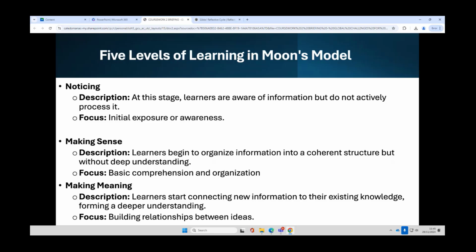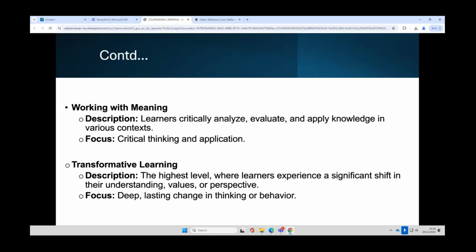Making meaning, connecting new information to their existing knowledge, forming a deeper understanding, working with that meaning, and transformative learning, the highest level where learners experience a significant shift in their understanding, values, or perspective. I believe you will see those levels of learning as you progress from year 1 to 2 to 3 to 4.